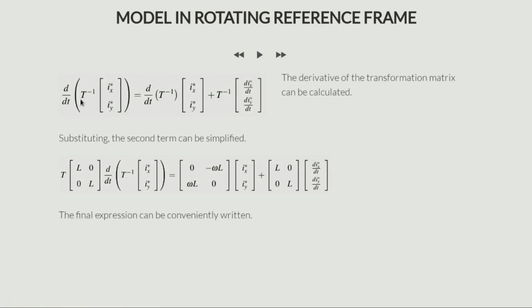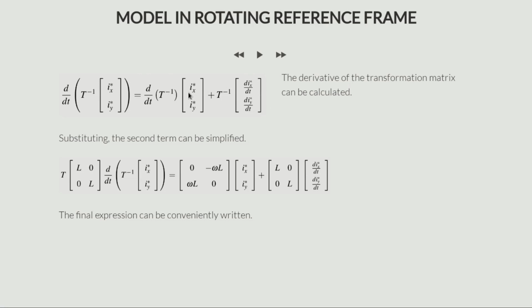Now the differential of T inverse multiplied by the projection of the current on the rotating reference frame can be spread out in this manner. So it is a sum of the product of the differential, right? The differential of the transformation matrix and the currents in the rotating reference frame, plus the inverse of the matrix multiplied by the differential of the currents in the rotating reference frame with respect to time, right? This is very basic calculus, that is, this is the law of differentials, right?